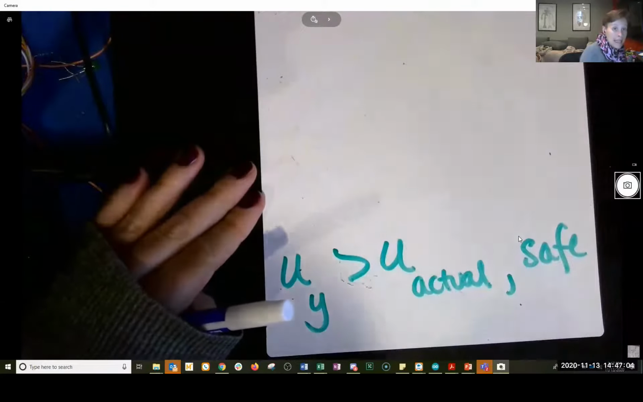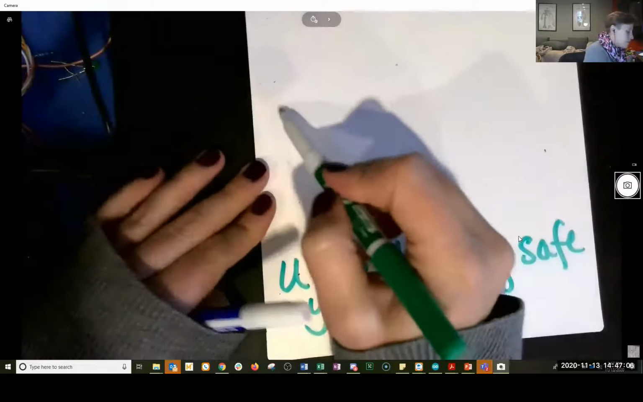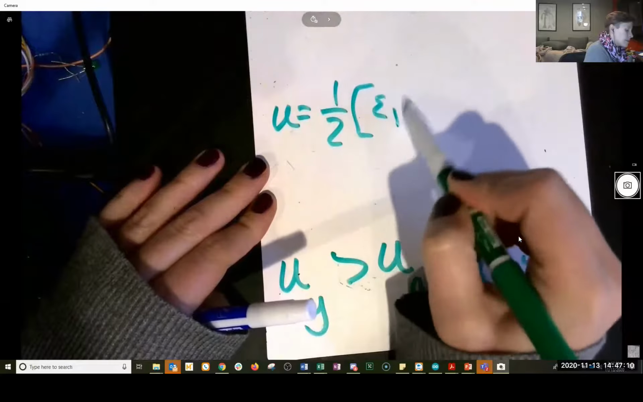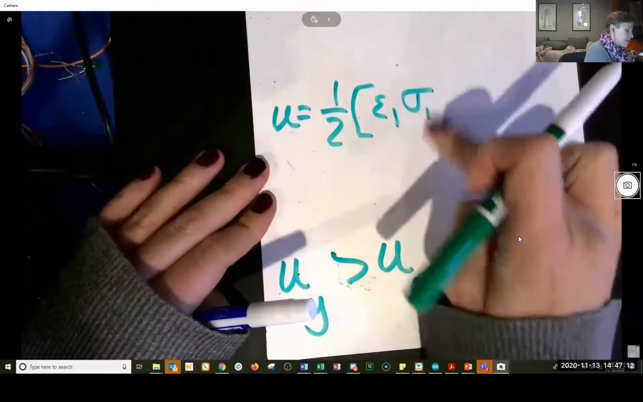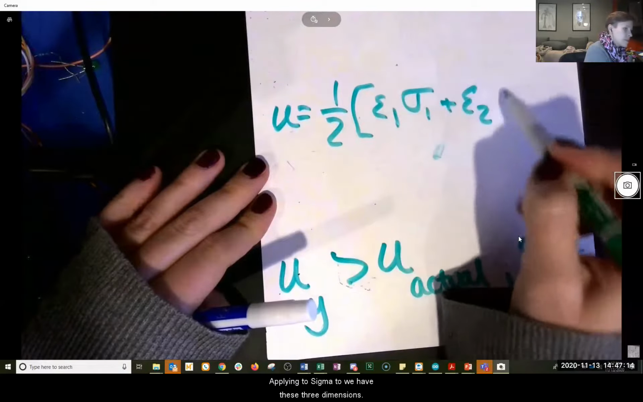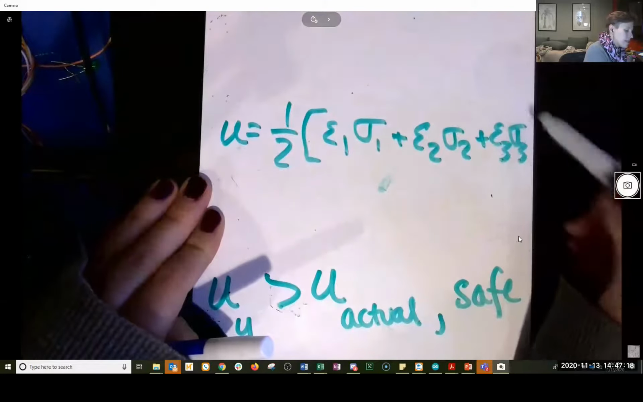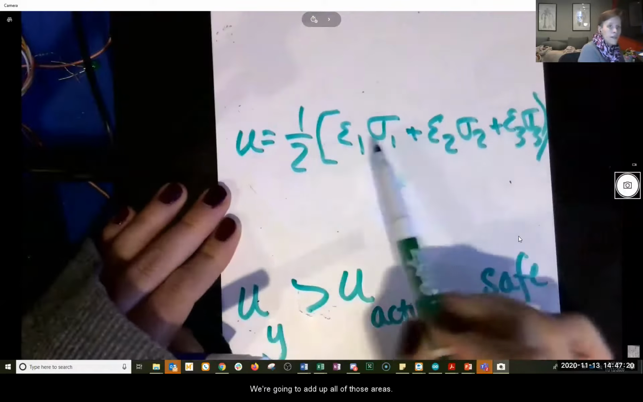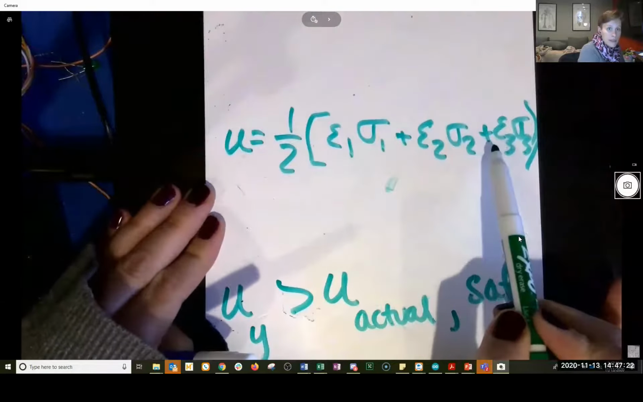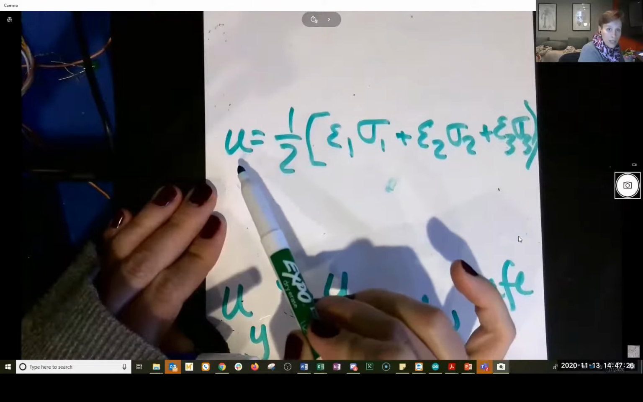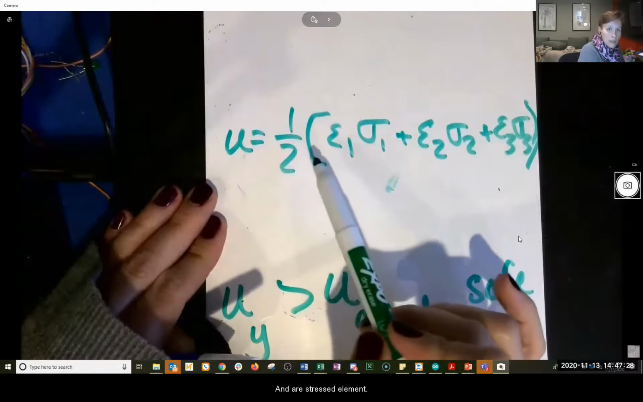Yes, exactly. And so we're going to take into account the fact that we have epsilon 1, sigma 1, epsilon 2, sigma 2. We have these 3 dimensions. So we're going to add up all of those areas to get our actual strain energy in our stressed element.